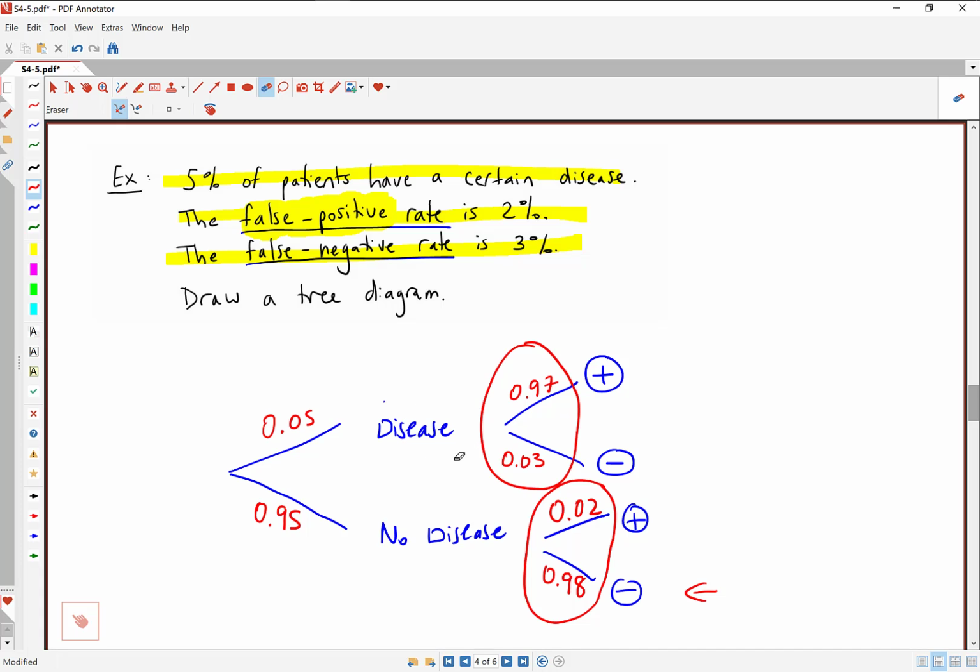Suppose you have a patient who has a disease, someone who actually has the flu, for example, 97% probability that they're going to test positive, only 3% probability that they will test negative. So all these numbers seem to be reasonable. So with that, we can get into an actual applied problem.